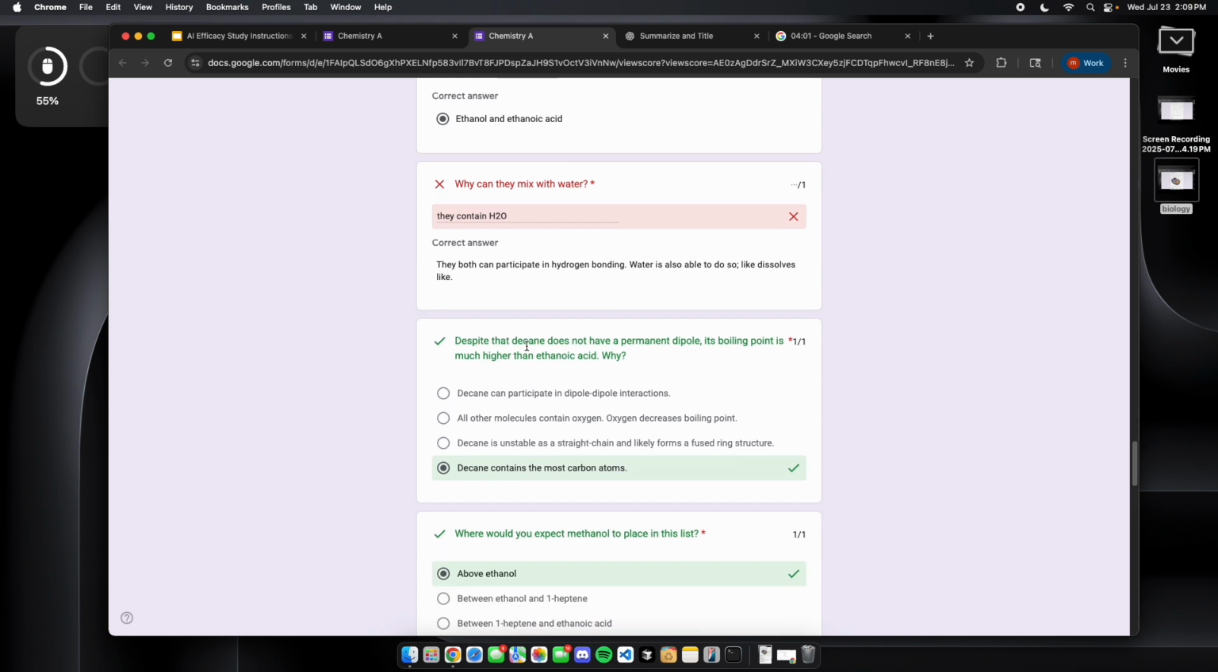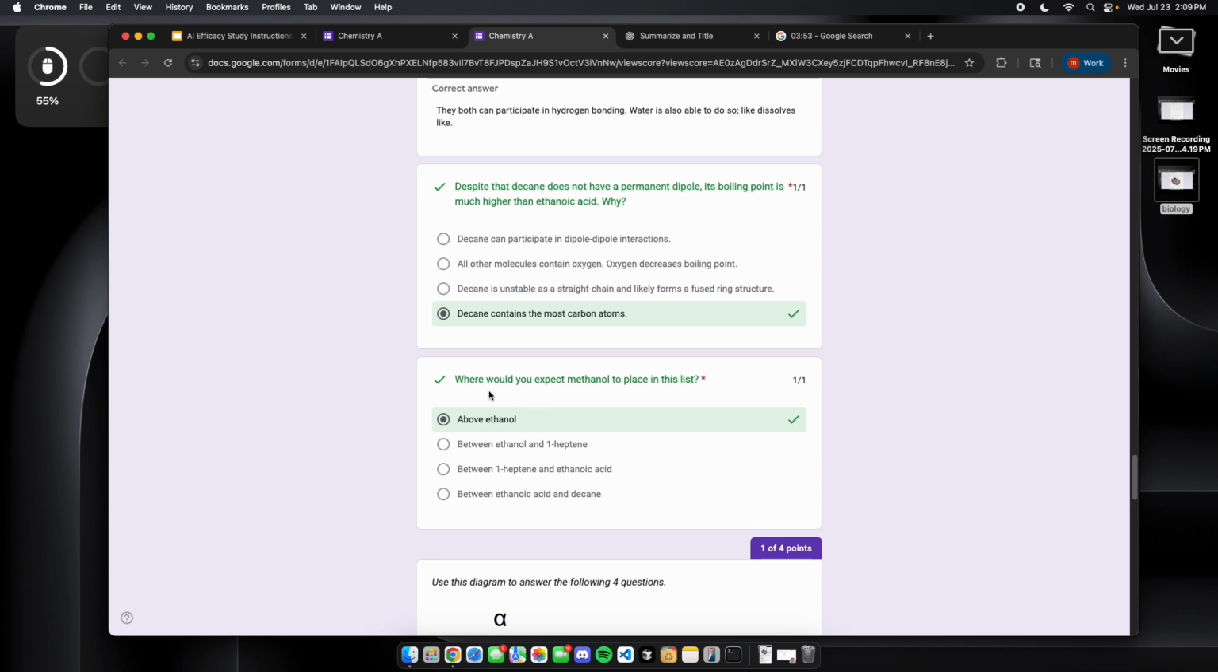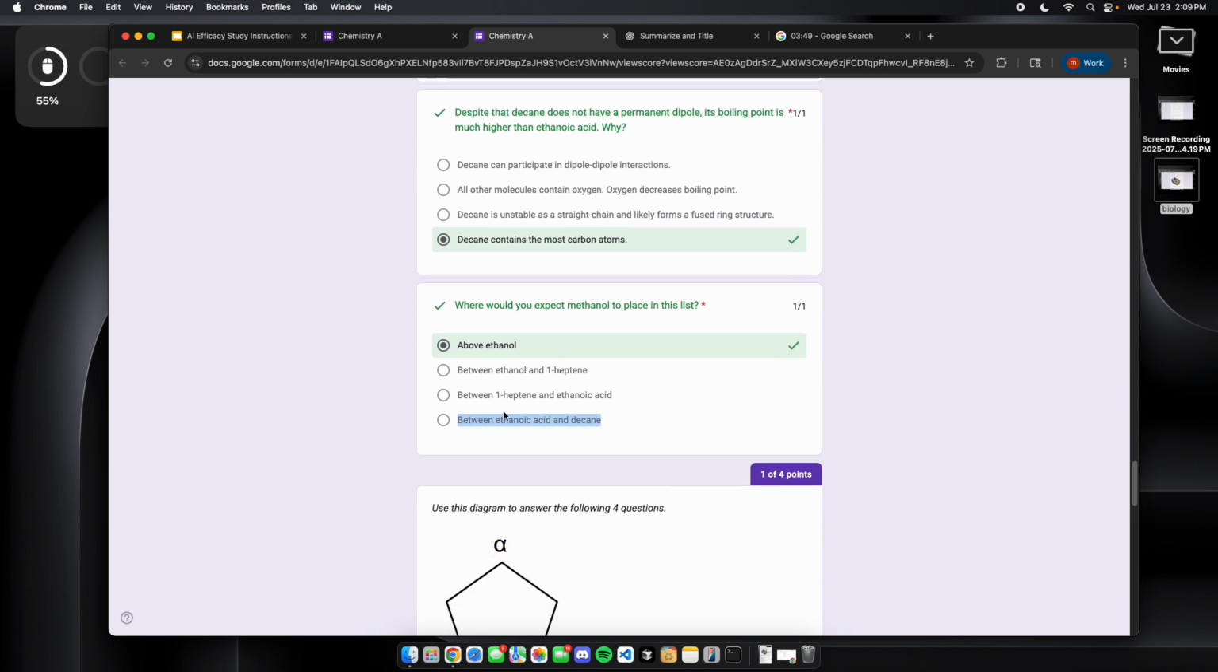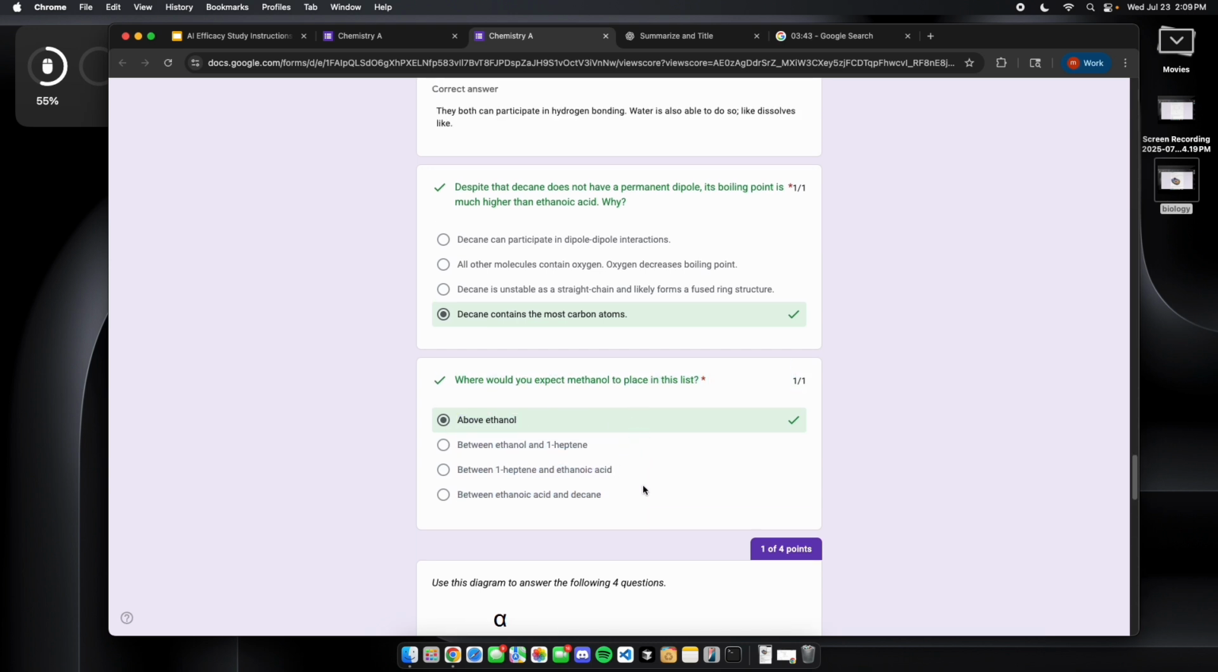Despite that decane does not have a permanent dipole, its boiling point is much higher than ethanoic acid. Why? Does that make sense? Where would you expect methanol to place in the list? This was a pure guess. Let's see why.